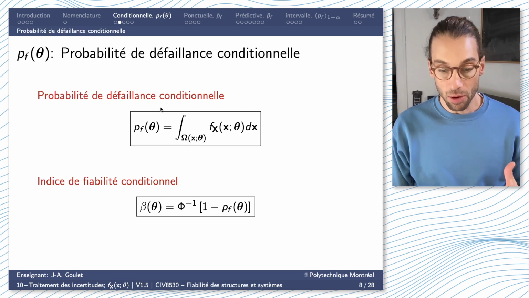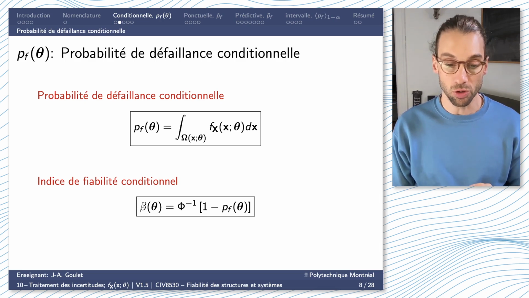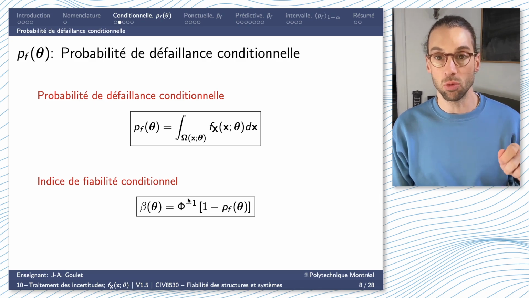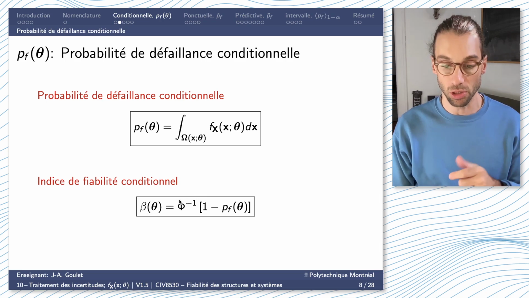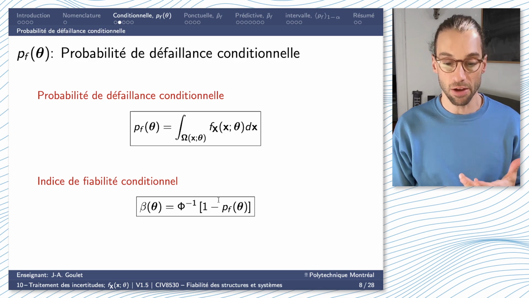And here, if I want to go from my conditional failure probability, I can also retrieve my conditional reliability index by simply reversing the traditional relationship where PF equals the standard normal CDF of minus beta. If we reverse that relationship, we're going to get beta equal to the inverse of my standard normal CDF of 1 minus PF.